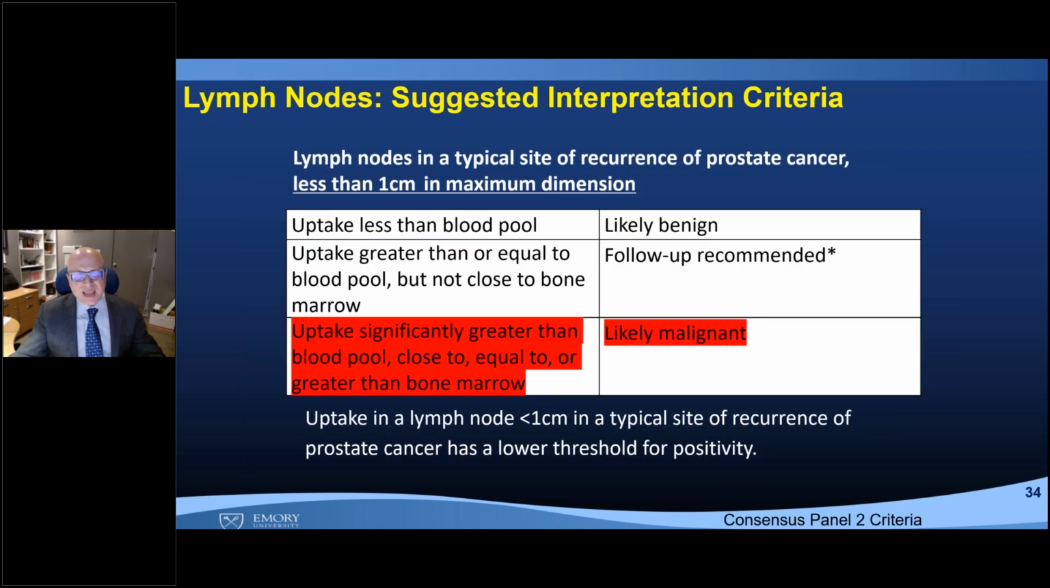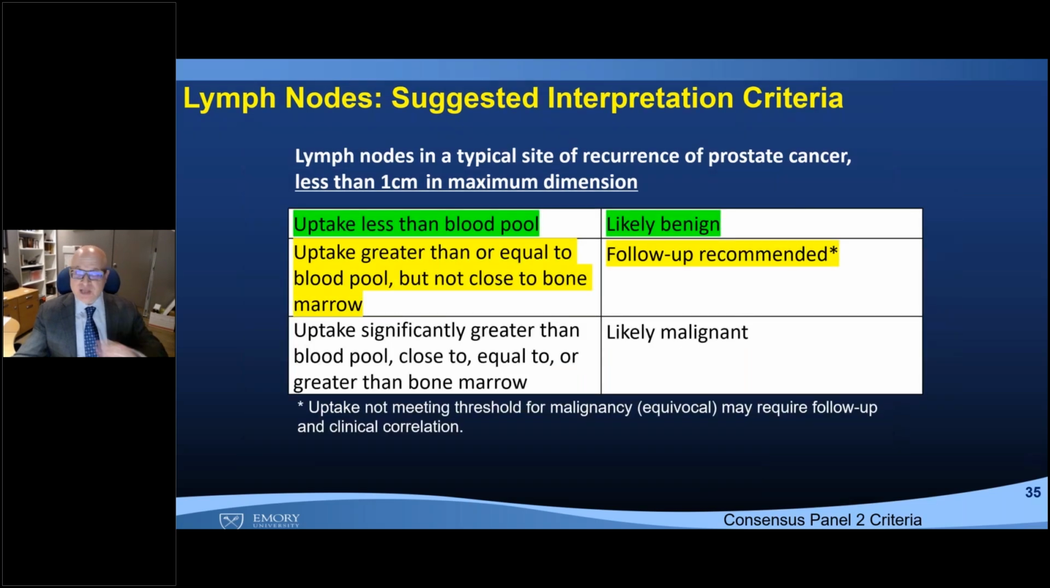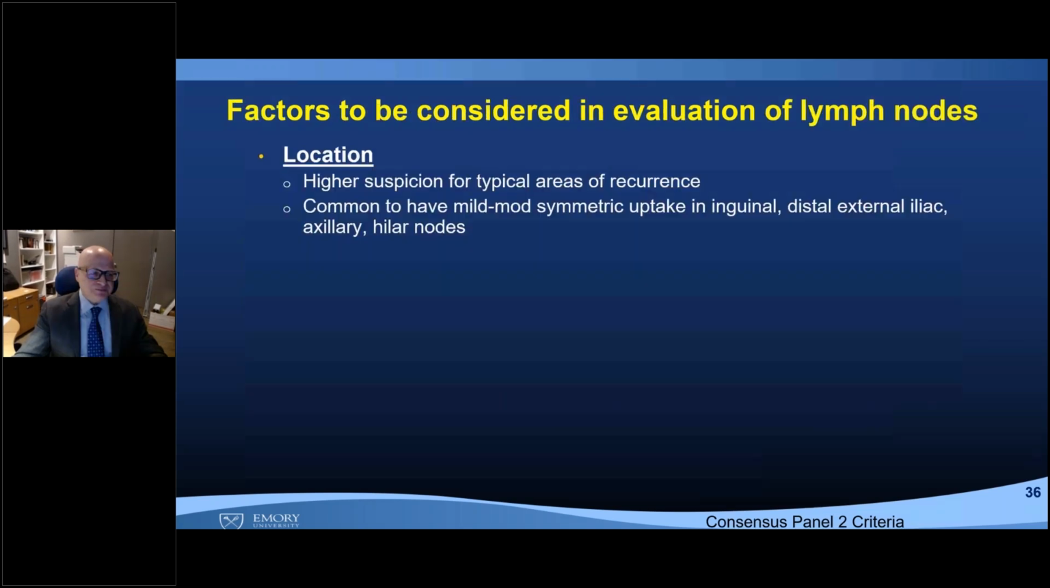Now, if the uptake is in a node in a typical site of recurrence that's less than a centimeter maximal dimension, you could bring down your threshold, and you could say something is positive if maybe it's significantly greater than blood pool, and maybe it's approaching marrow, though not quite there yet. So you can call that likely malignant, or if it's hotter, of course. Uptake less than blood pool is likely benign, and if it's in that in-between place, maybe it's just a little hotter than blood pool, then you could say follow-up is recommended.